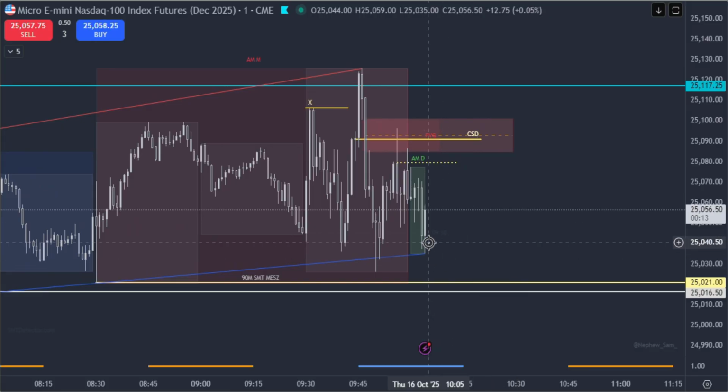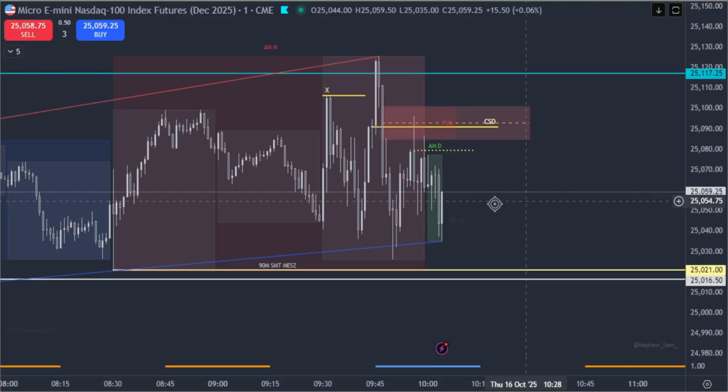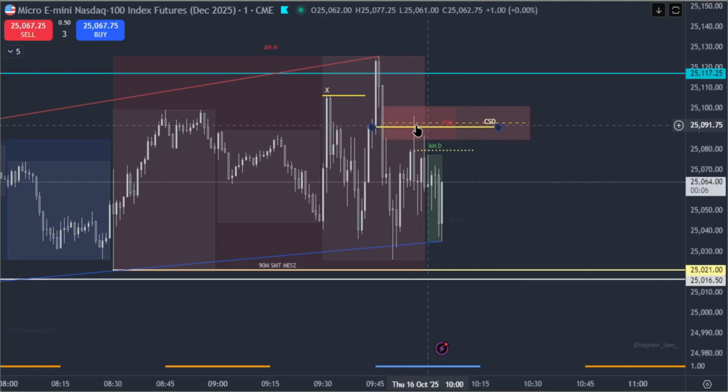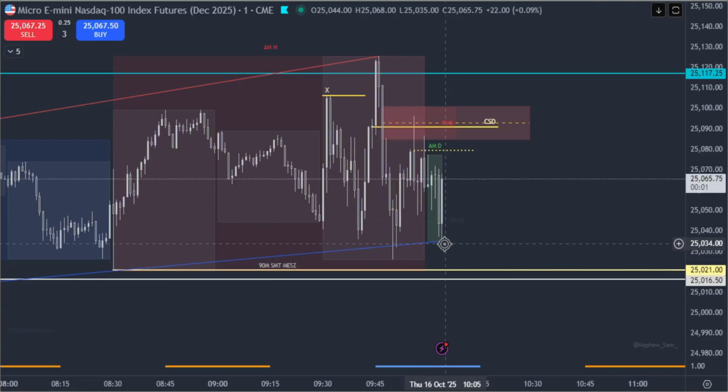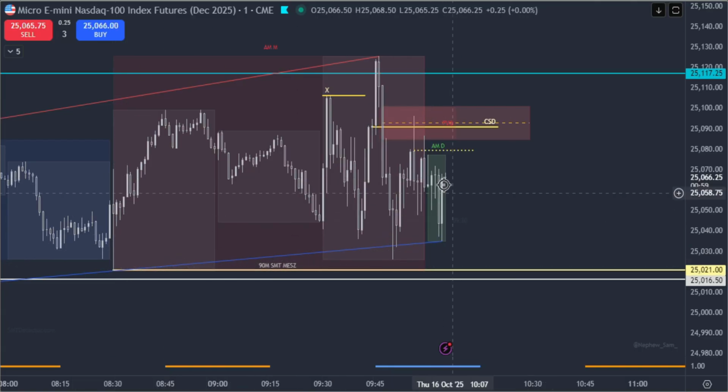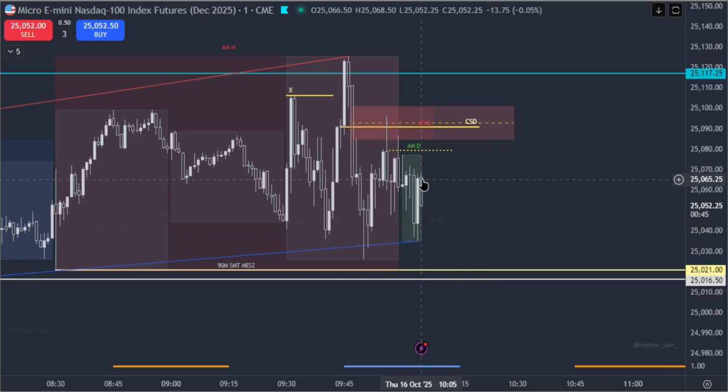So this needs to either just expand lower, or we need one more form of manipulation up here, which it looks like it's going to, because of this SMT now, right? We have an SMT down here. In order for me to pull the trigger, I need to see another form of manipulation just because of this lower SMT. I would not want to just short it there.